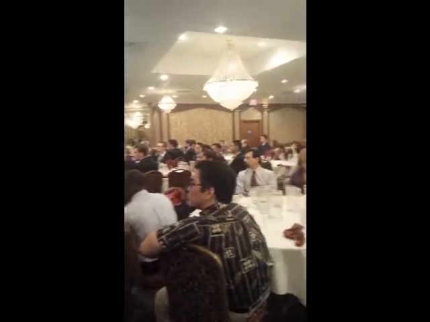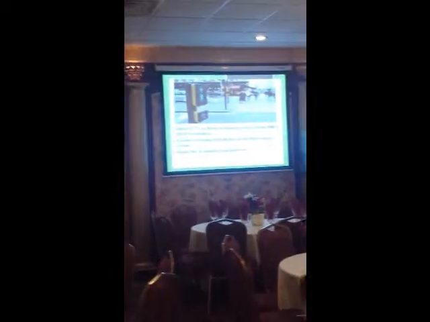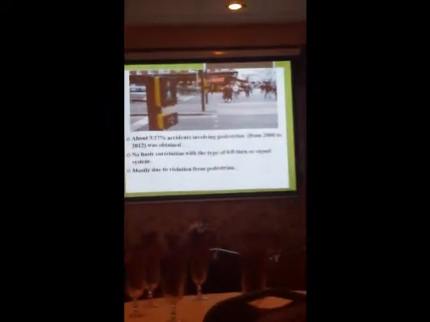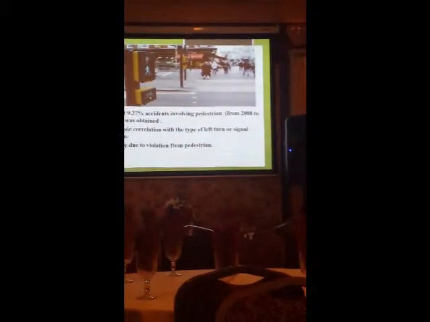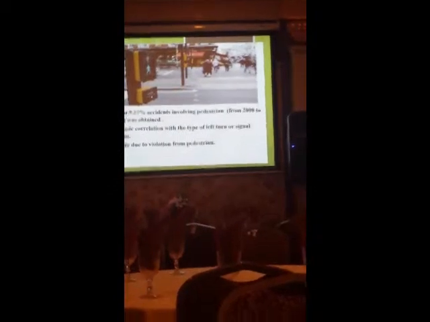Then I also calculated whether any of these accidents involve a pedestrian, and I found that combined, almost 9% of accidents involve pedestrians from 2008 to 2012. And I wanted to find out if there is any correlation between the pedestrian-involved accidents and the types of signal, but actually there was not. Mostly, these accidents resulted from violations by pedestrians.